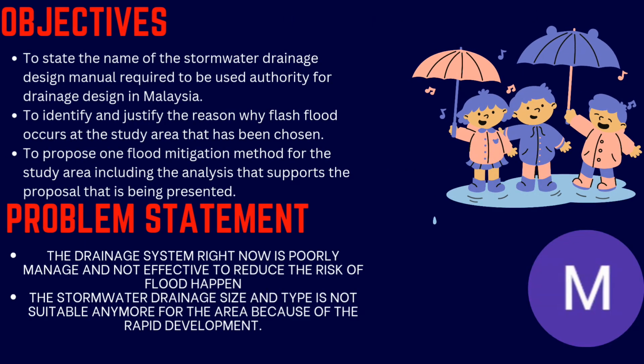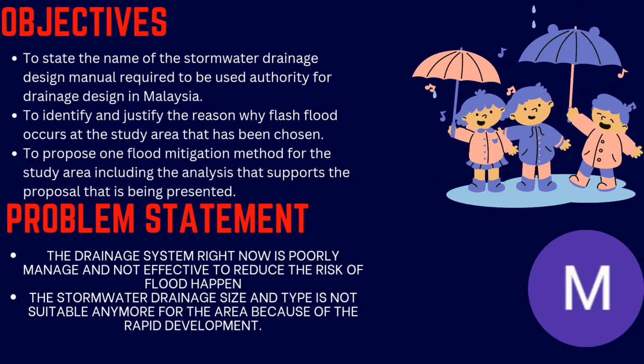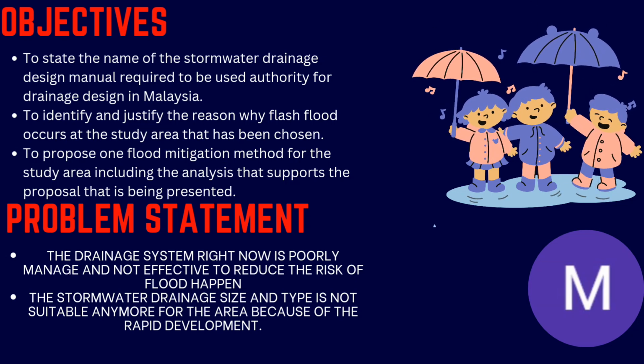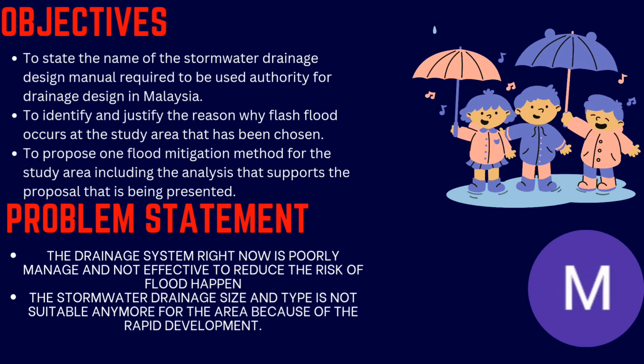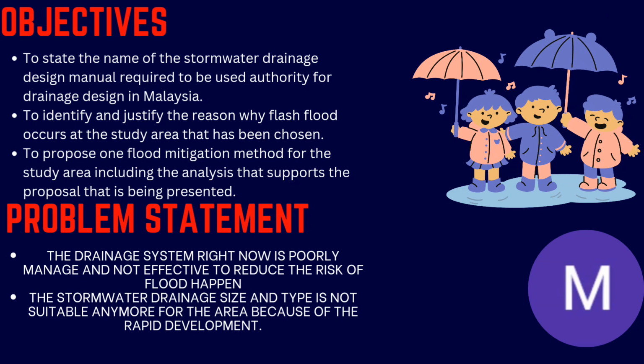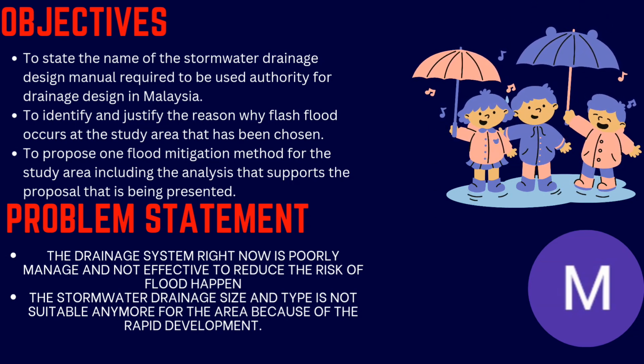The objective of this project, firstly, is to state the name of the stormwater drainage design manual required to be used by authorities for drainage design in Malaysia. The second objective is to identify and justify the reason why flash flood occurs at the study area that has been chosen. And lastly, to propose one flood mitigation method for the study area, including the analysis that supports the proposal that is being presented.